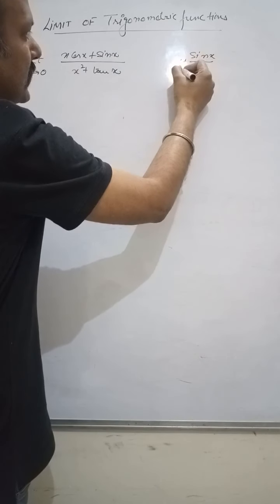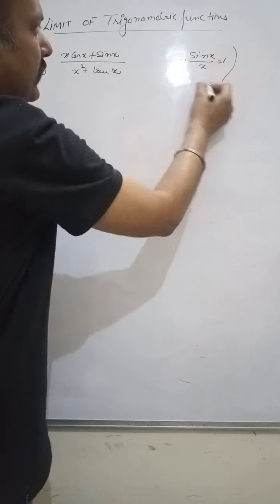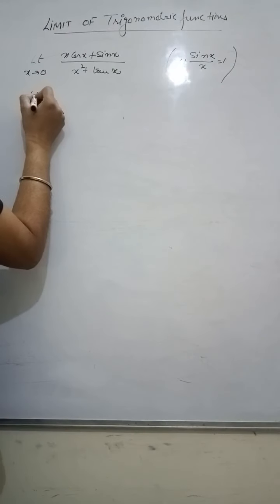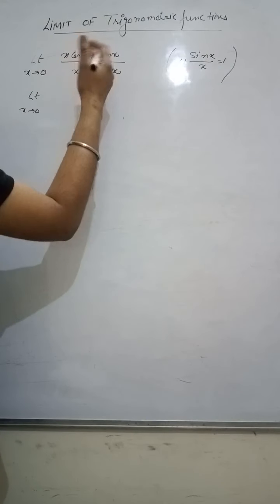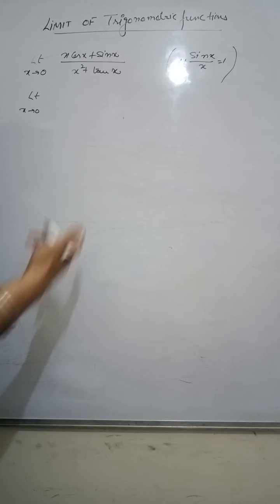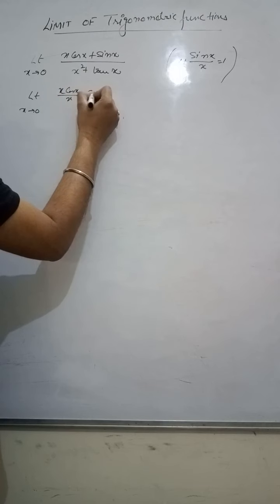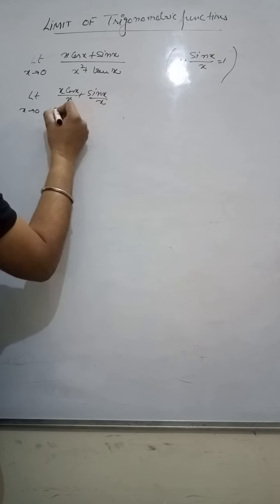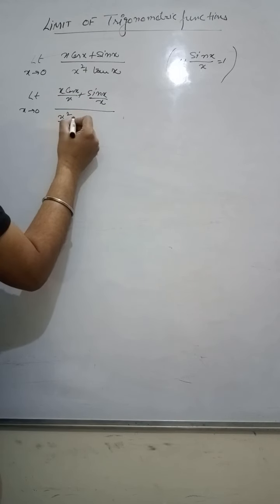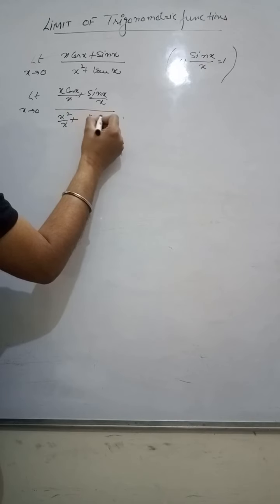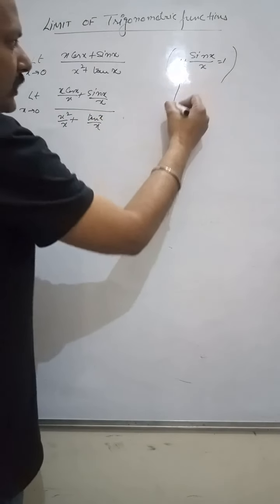sin x upon x, as x goes to 0, is equal to 1. This is what we need to use. So why don't we do one thing, I divide the numerator and denominator by x. Let us see what happens. This is x cos x by x plus sin x by x, plus x square by x plus tan x by x.